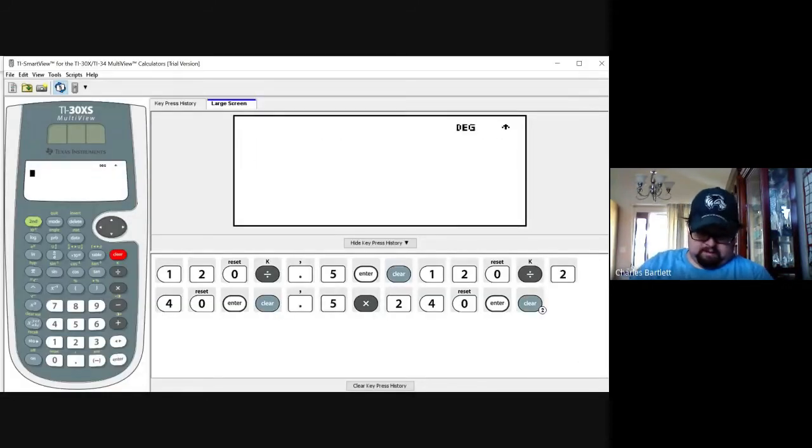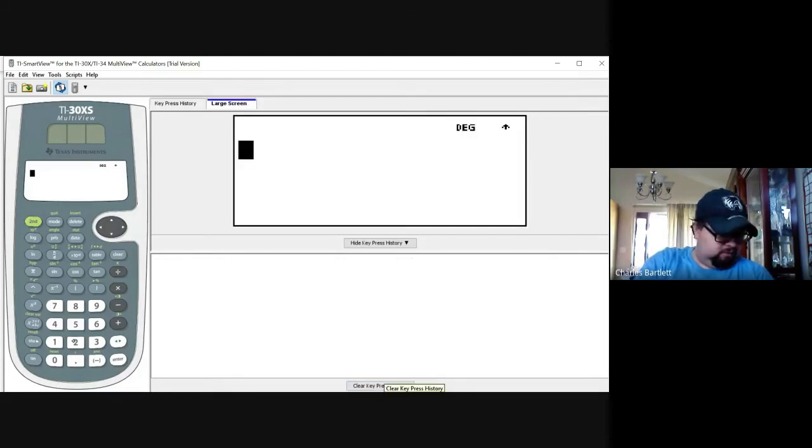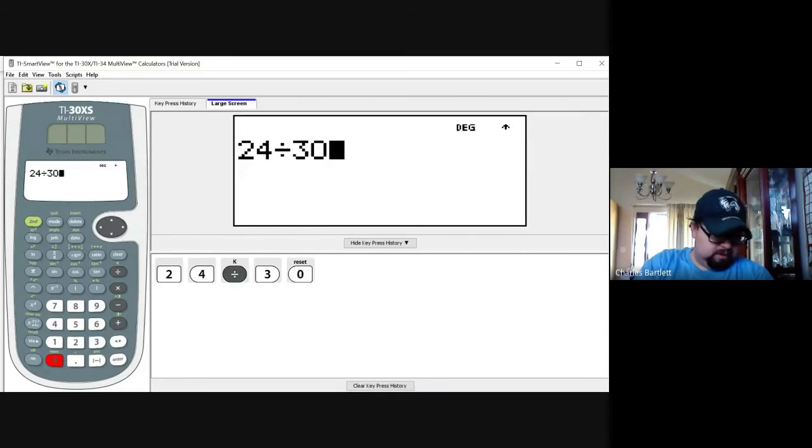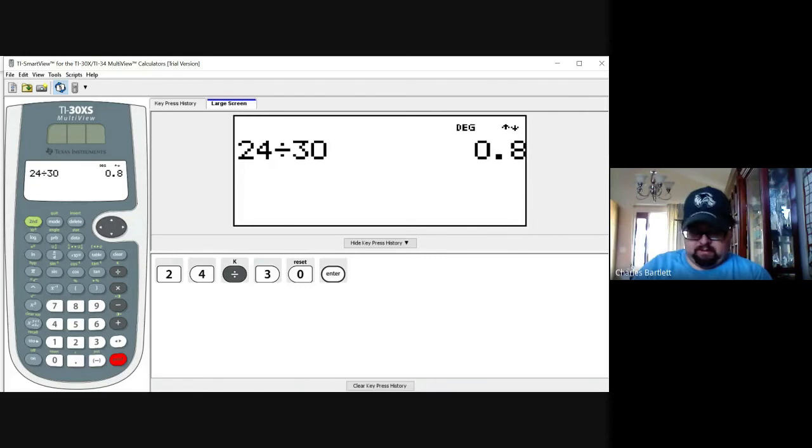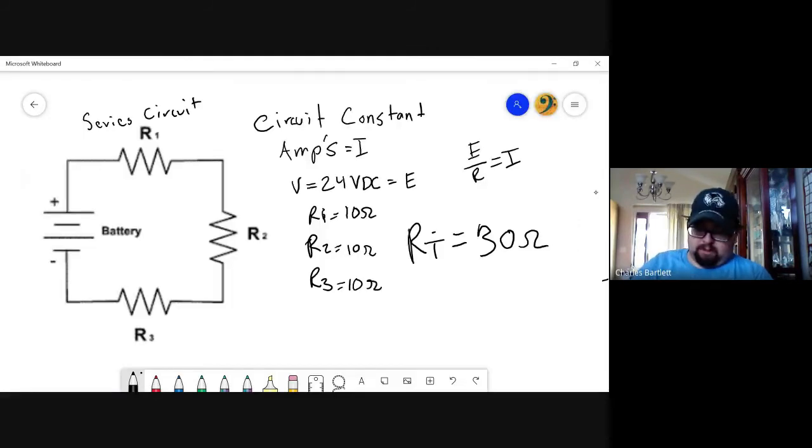If we do that in the calculator, we would hit 24 volts divided by 30 ohms, and we would get an amperage of 0.8. All right, so we did the math, and we got I equals 0.8 amps. Now that amperage would be everywhere on the circuit.